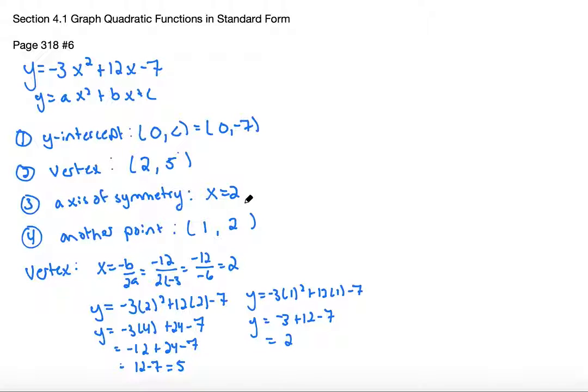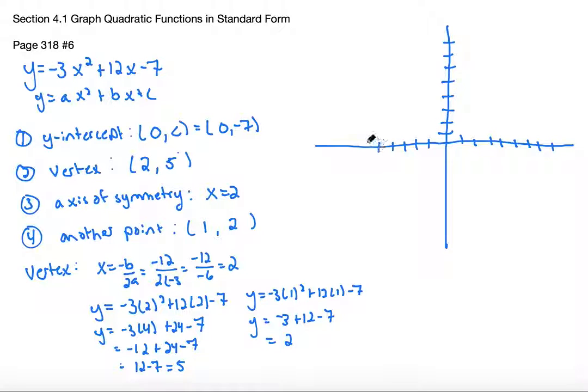So putting this all together here, we're going to draw our coordinate axes. All right. So we have 1, 2, 3, 4, 5, 6, 7, 8 on each side of the axes.